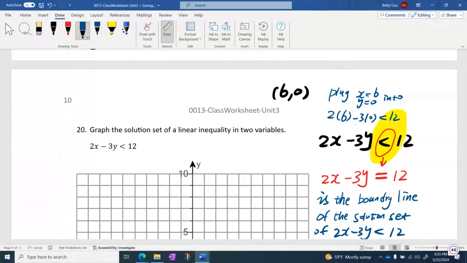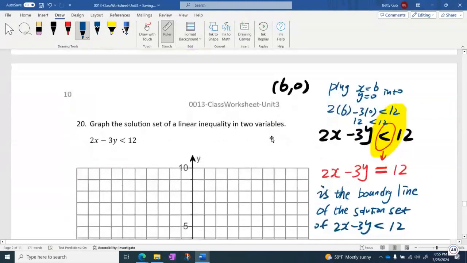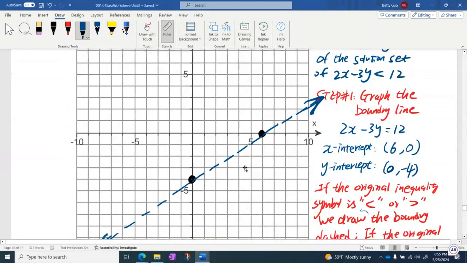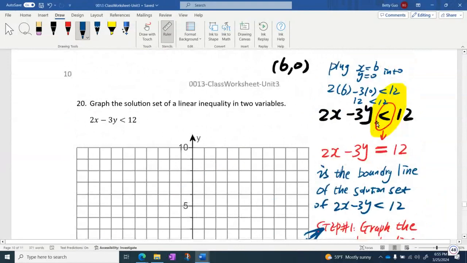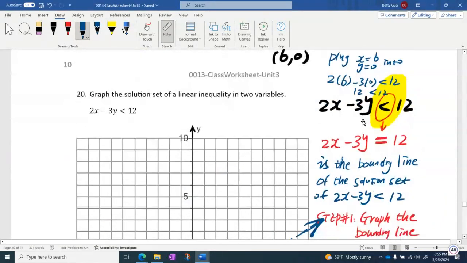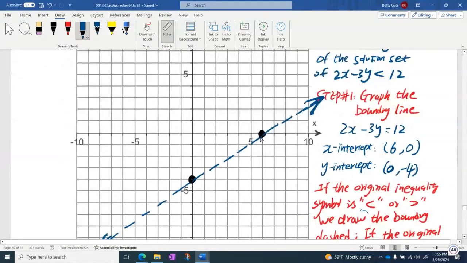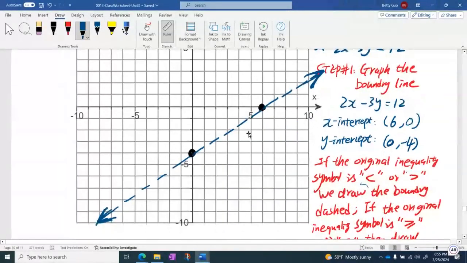2 times 6 is 12. Then 3 times 0 is 0. We have 12 less than 12, which is a false statement. 12 is not less than 12. So I just showed you the points on the boundary line satisfy the equation, but they do not satisfy this inequality. That's why we draw the boundary line dashed, to indicate the points on the boundary do not belong to the solutions.